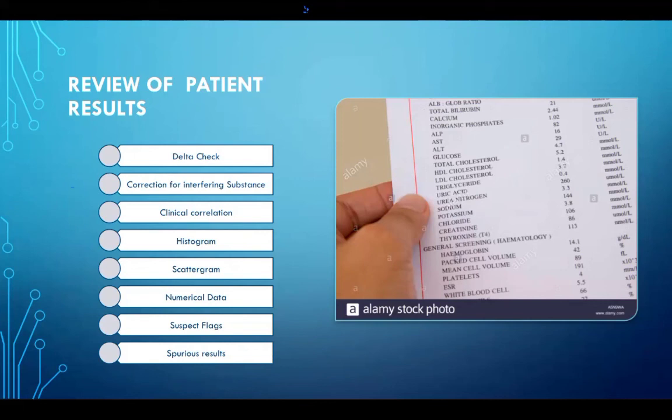Clinical correlation is very important. Whatever clinical details you are getting, in case of hematology, correct interpretation of histogram and correct interpretation of scattergram are important. Also analyze numerical data.